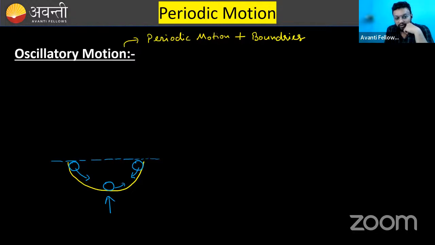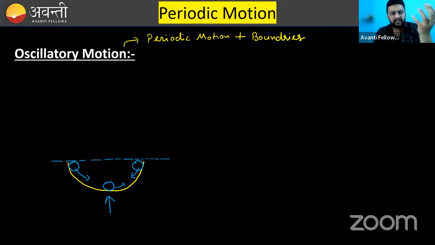The ball cannot go beyond this line. That means it has certain boundaries which cannot be crossed. So such kind of motion, which is periodic but has some boundaries, is known as oscillatory motion. I think the term is clear. It is periodic motion with some boundaries. I think the boundaries term is clear.